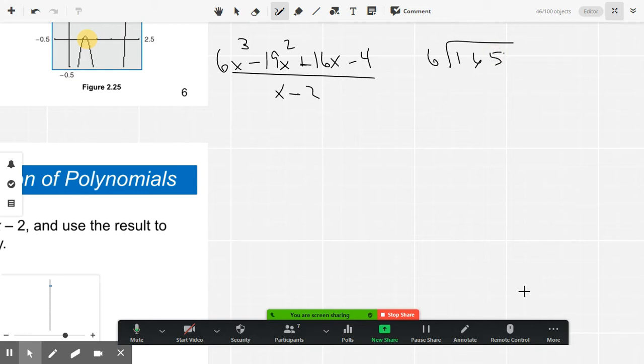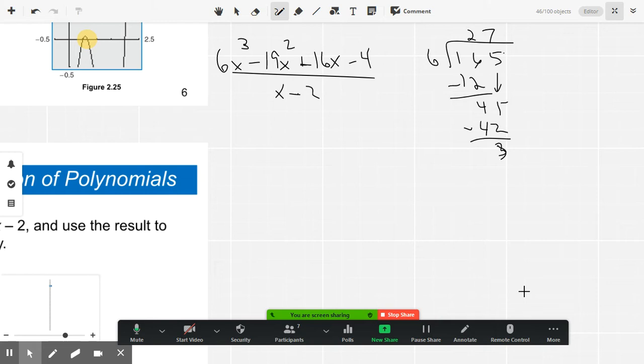We would look, 6 won't go into 1, but it'll go into 16. It'll go twice. So then I would multiply 2 times 6 to get 12. And then I would subtract, and I have 4. Then I would drop down the next one to 45. 6 goes into 45, 7 times? 7 times 6 is 42. I subtract, and then I would have a remainder of 3.